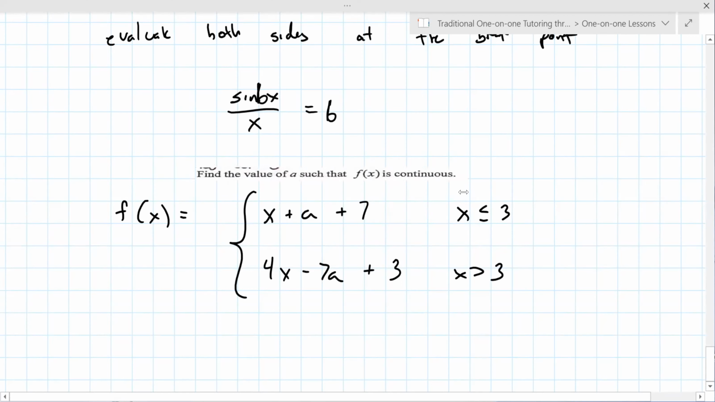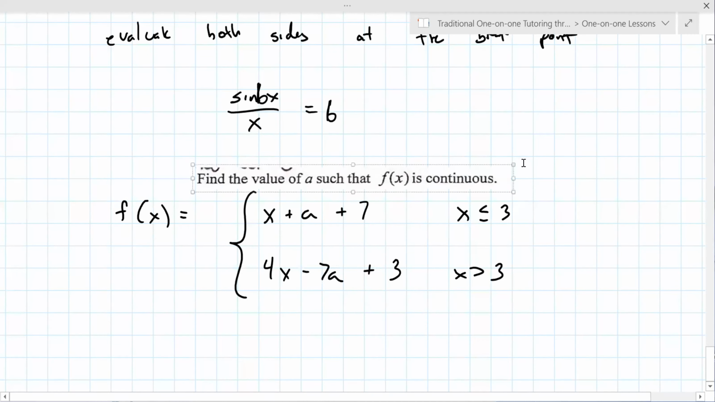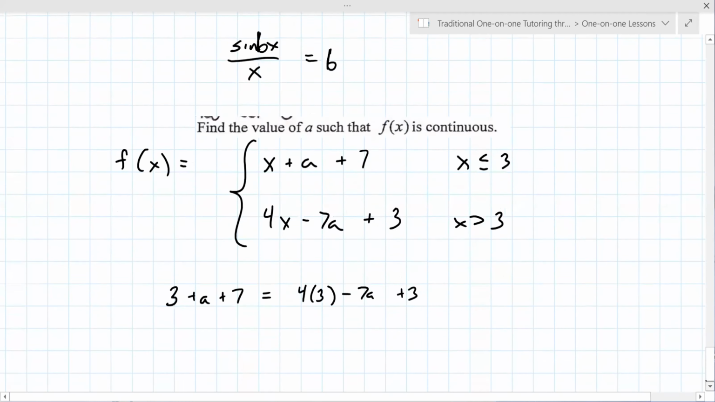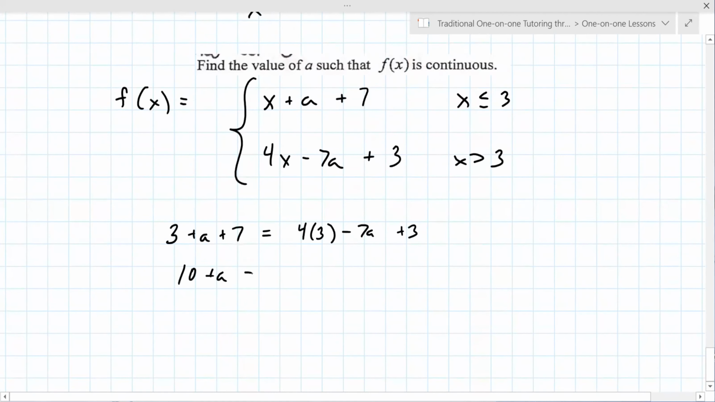You would just plug in 3 into each. So it'd be like 3 plus a plus 7 equals 10 plus a. Then 4 times 3 minus 7a plus 3 is 12 minus 7a plus 3, or 15 minus 7a. And then you just literally solve for a.